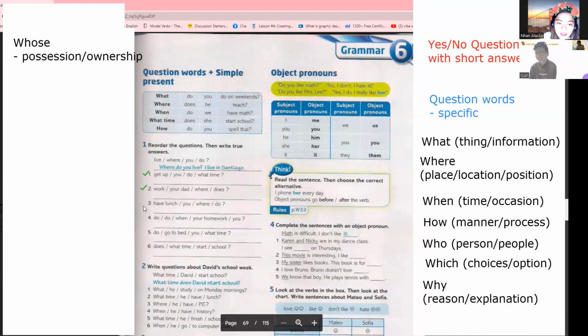How about number three? When do you have lunch? I have lunch at 11:30. Number four? What time do you go to bed? I go to bed at 10:30 p.m. Number six? What time does school start? It's 7 a.m. All right. Okay.